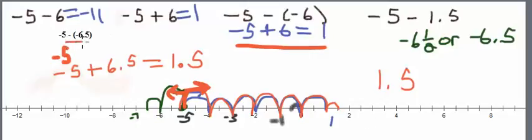Remember that if you see minus and negative, you change it to a plus. Whenever you see minus and negative, it becomes plus, because it tells you to go one way, and then the negative tells you, no, wait, go the other way. So it starts out telling you to go left, and then you have to turn around and go right.